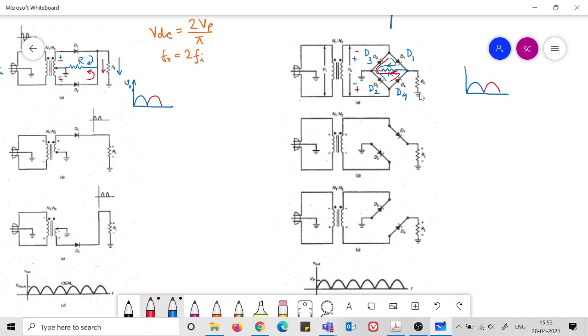Of course, what is the voltage coming here? The peak voltage coming here at the output is the same as the peak voltage of the input side, and here also the peak voltage of this.